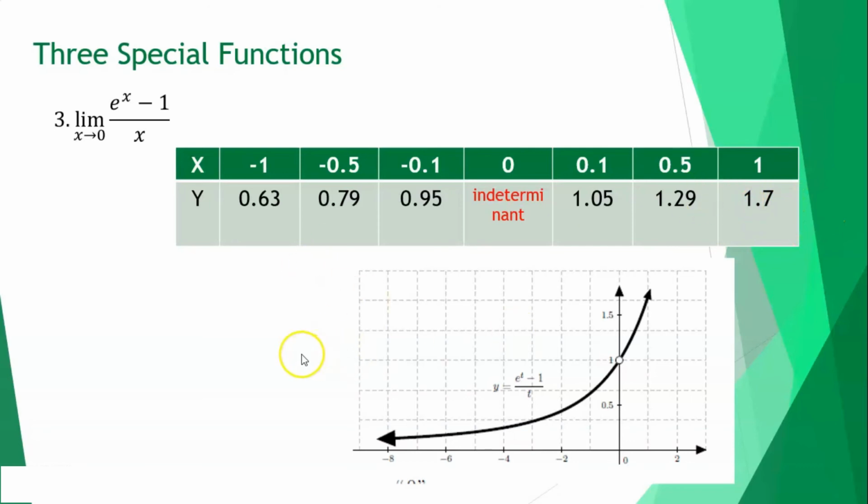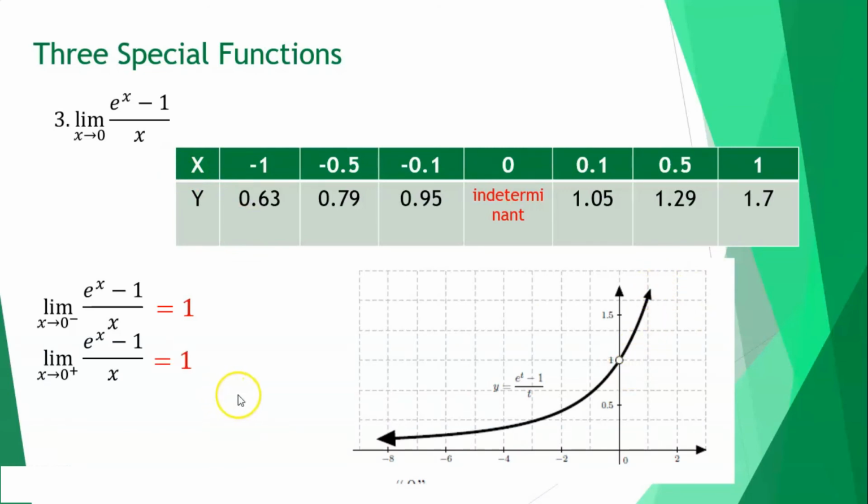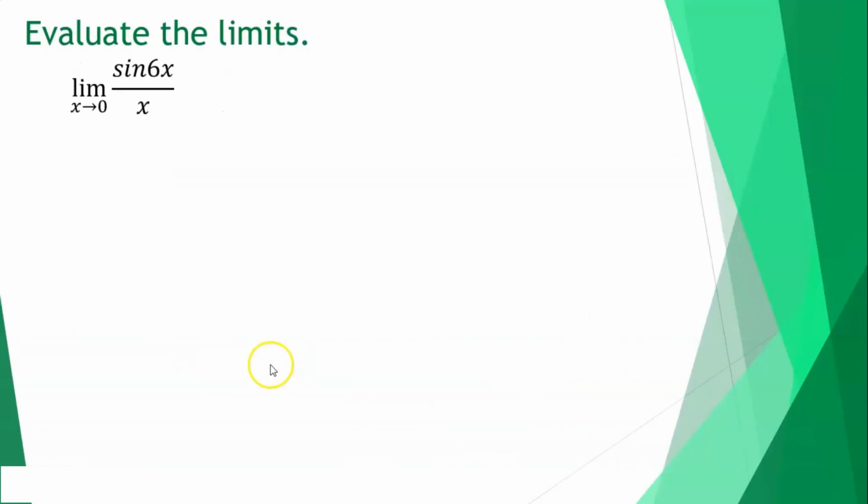Now, given this, what's the limit of e to the power of x minus 1 over x as x approaches 0 from the left? The result here is 1. Now, the same function approaching 0 from the right, it is still 1. So, with that, our limit there is 1. Okay, now let's evaluate the following limits.